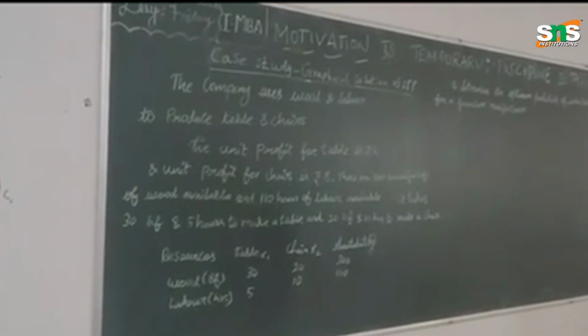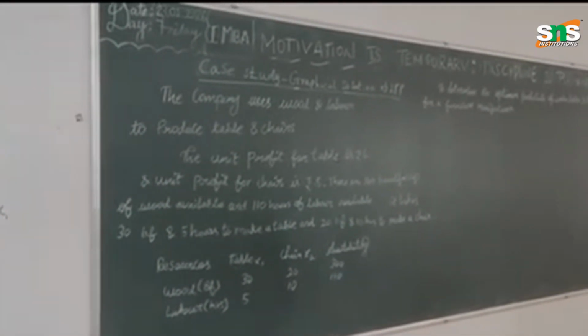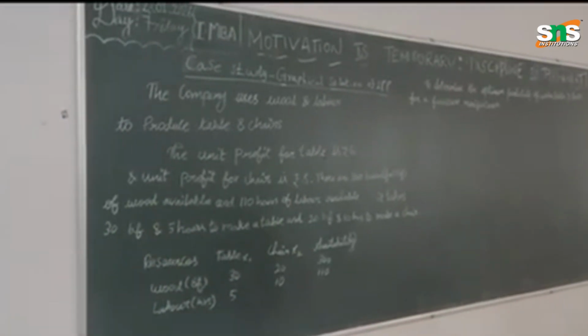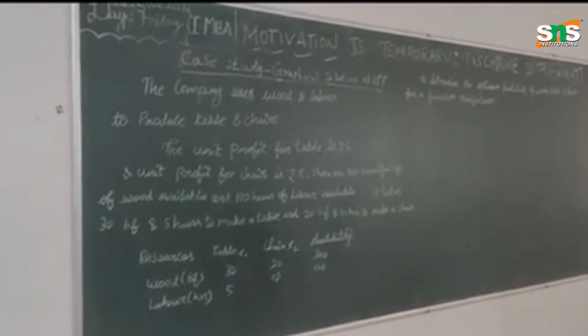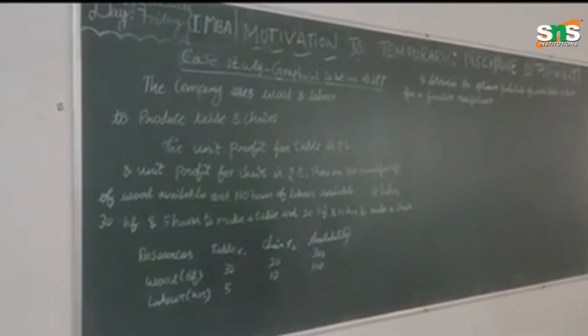The manufacturer company uses wood and labor to produce tables and chairs. The unit profit of a table is ₹6 and the unit profit of a chair is ₹8. There are 300 board feet of wood available and 110 hours of labor available. It takes 30 board feet and 5 hours to make a table, whereas 20 board feet and 10 hours to make a chair. The total availability of wood is 300, whereas the total labor is 110 hours.